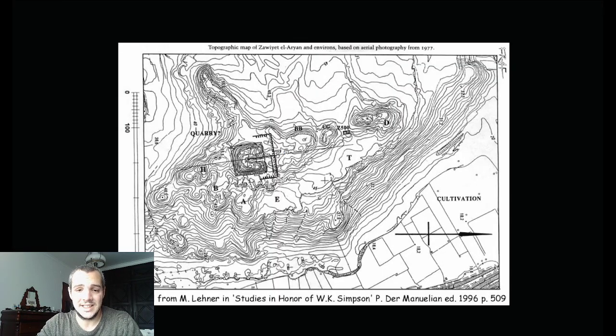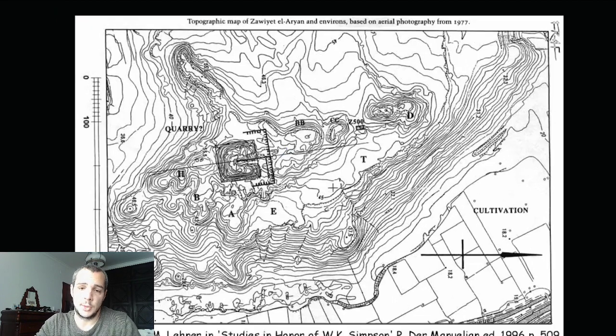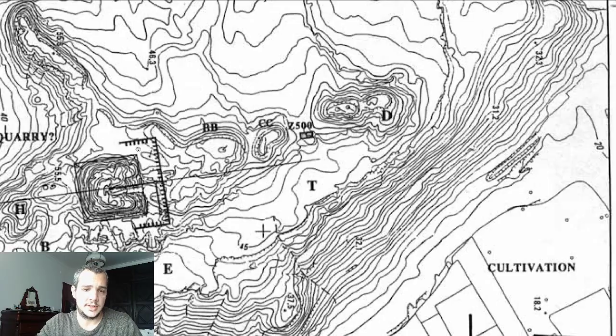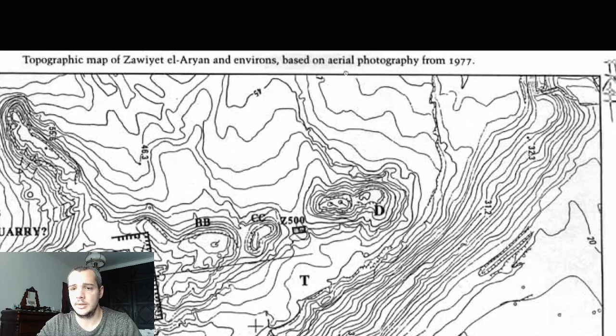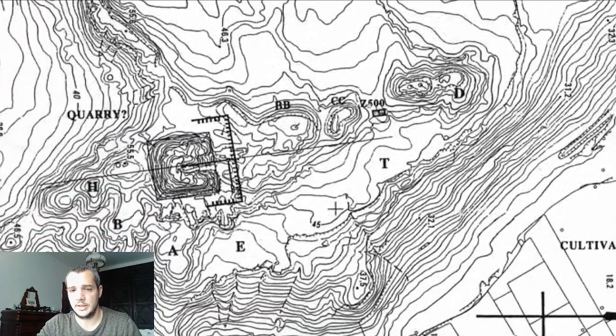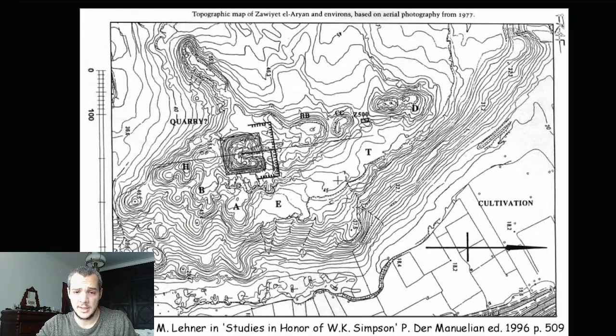So this is the topographical map from an aerial photo that was shot in 1977, and you can see here the pyramid with the burials underground. This is the Mastaba Z500, and around here there would be the famous unfinished pyramid of Zawyet el-Aryan.